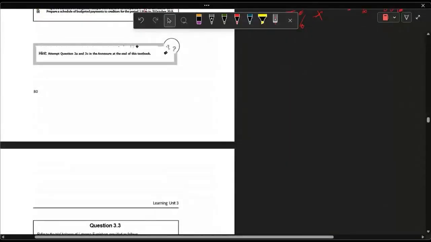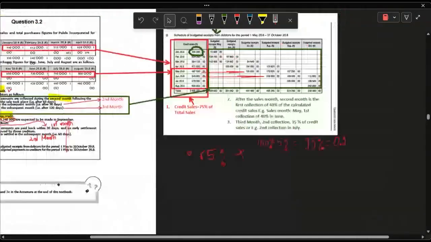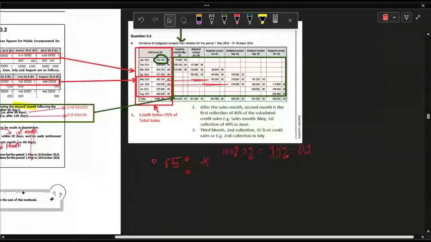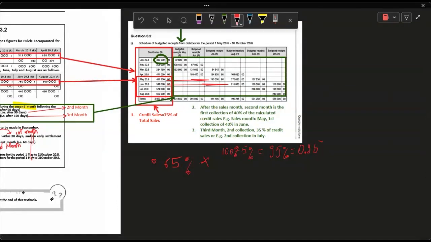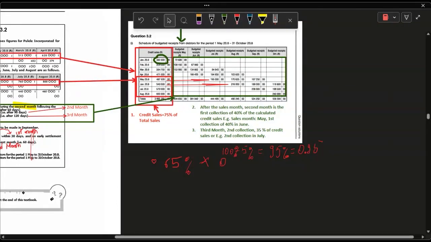Sorry. Let me make it bigger. So guys, as you can see, 0.95. So you're going to multiply this 65% by 0.95, just to take into account the discount.